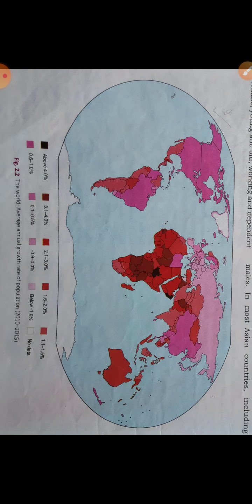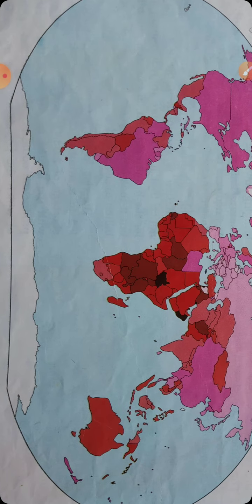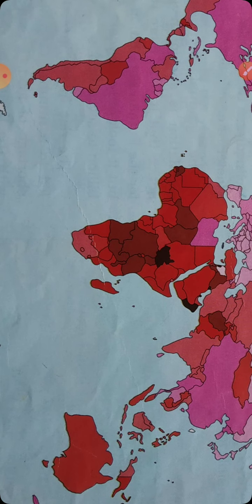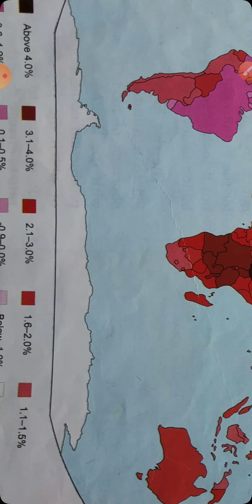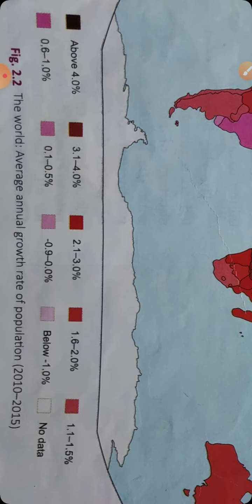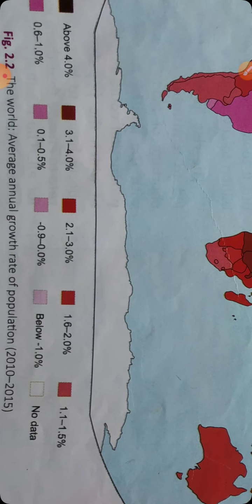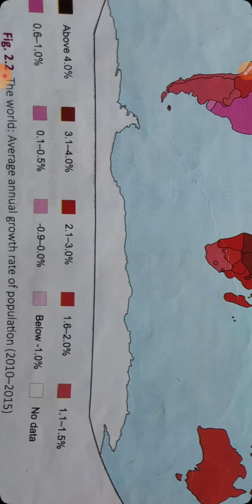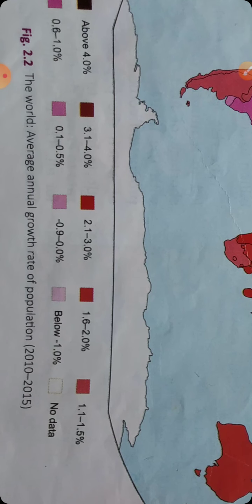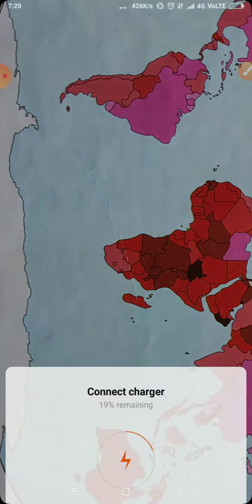You can see how the growth rate is there. Our India is coming in which portion? After observing, this is the growth rate for India, 1.6 to 2.0%. So this is the growth rate.